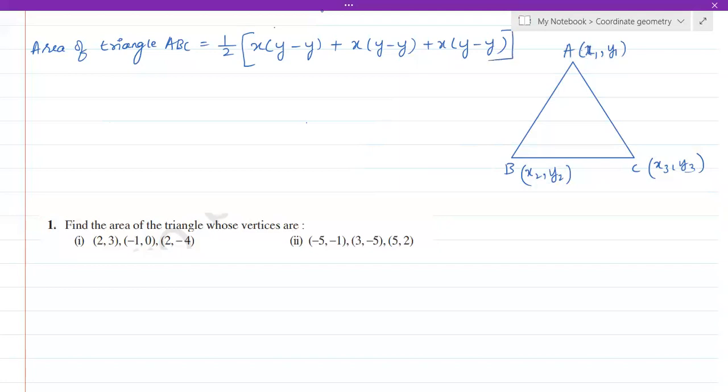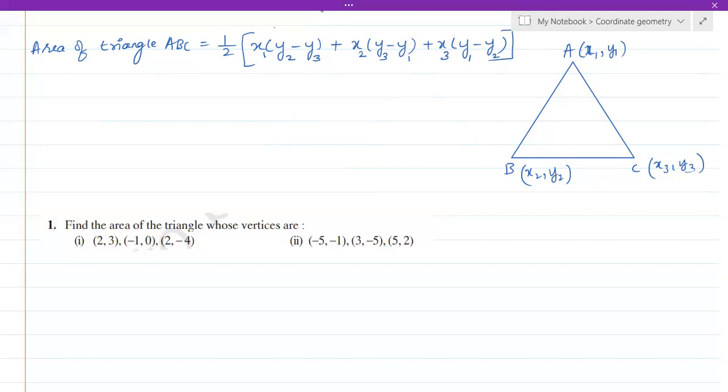Now place the suffixes 1, 2, 3 in cyclic order. Start from 1 2 3, then 2 3 1, then 3 1 2. It's like the cyclic order, and it's very easy to remember. So this is the formula to find the area of the triangle if the three coordinates of the triangle are given.